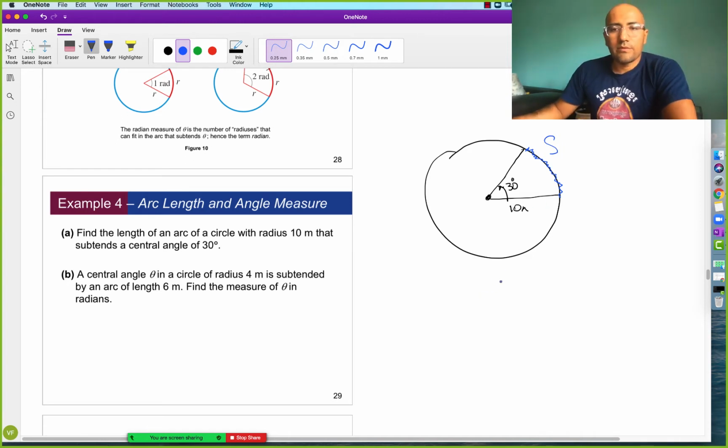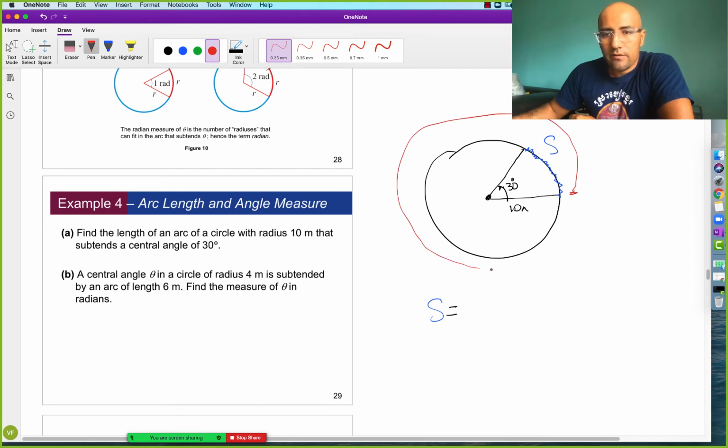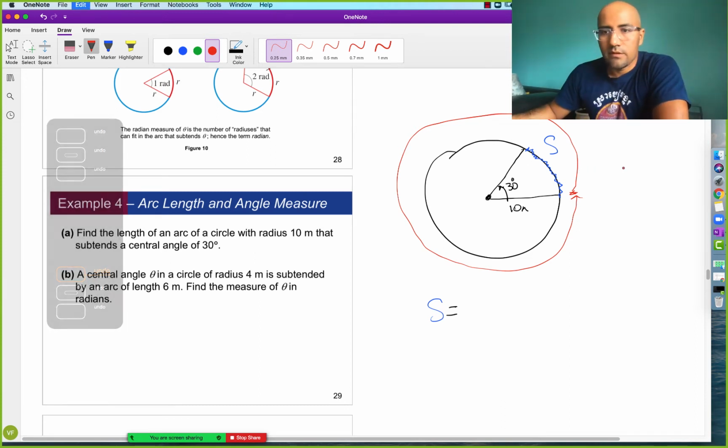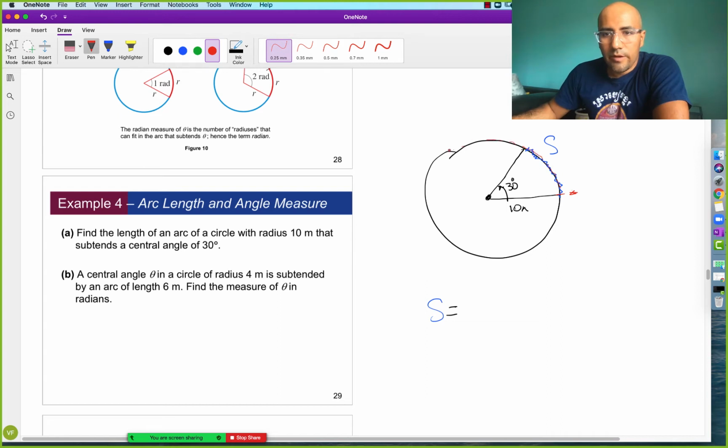What I was attempting to describe is that the value s should be a percentage of the entire thing. The entire circumference all the way around, from there coming all the way around to there, is the circumference of the circle, which is equal to 2 pi r, which in our case is just 2 pi times 10, or 20 pi.